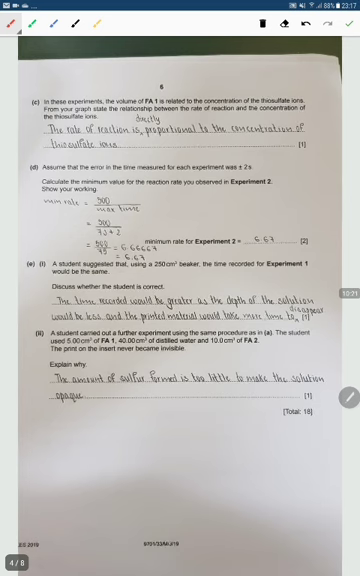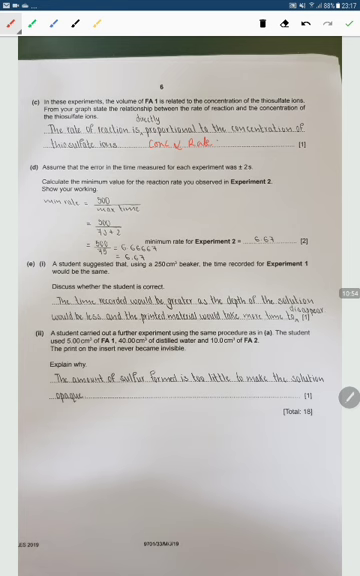For the next one now, in this experiment, the volume of FA1 is related to concentration. As we can see, a straight line was obtained, so that was a good answer to say that the reaction rate is directly proportional to the concentration, or anything in this form will give you a correct answer. Any reason showing that there is a proportionality between the concentration and the rate, any answer in this form would give you full marks.